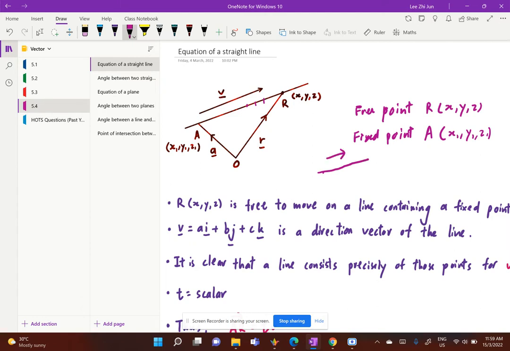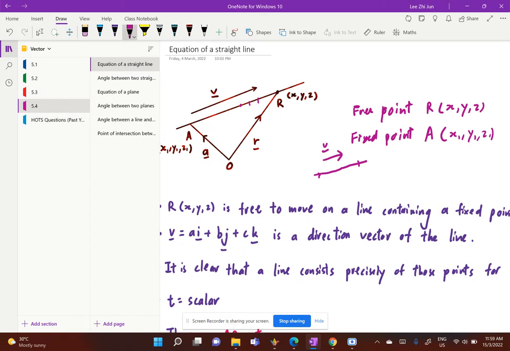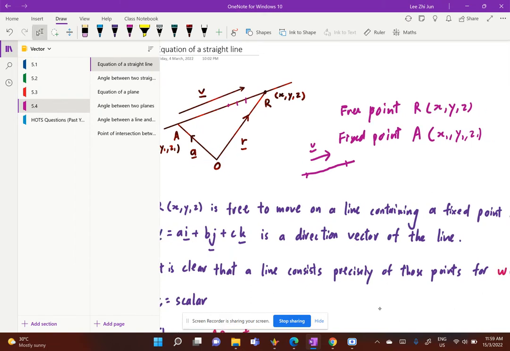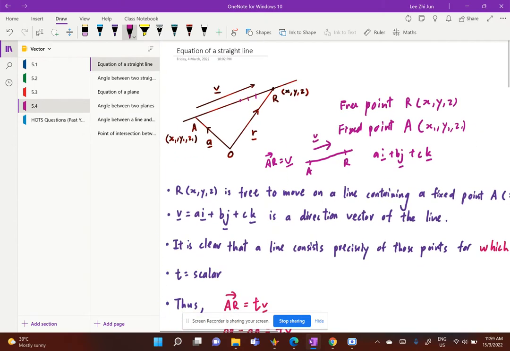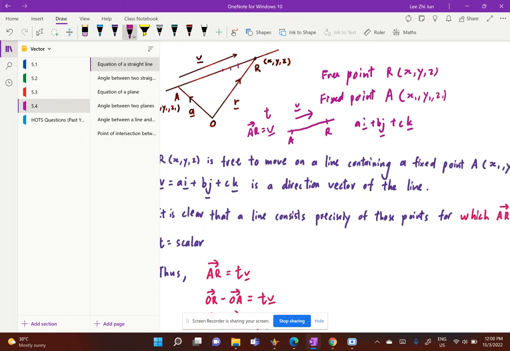Their direction vector, we name it as V, which is ai plus bj plus ck. So as you can see, the vector AR is parallel to V. We name the t as the scalar. Why do we name t as a scalar? Because later we will find the parametric equation.